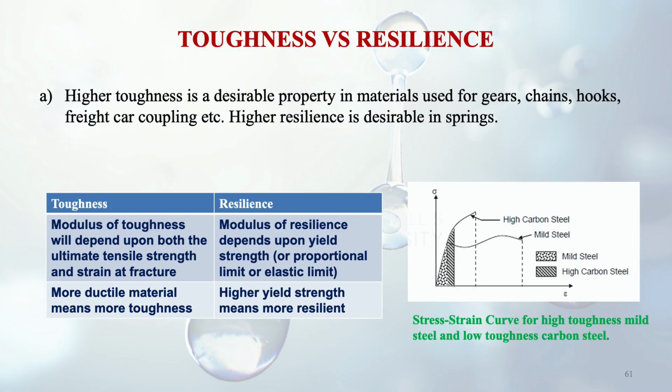Again, I am telling you so that you can get the point. The modulus of toughness will depend upon both the ultimate tensile strength and strain at fracture. Whereas modulus of resilience is dependent on the yield strength and the strain corresponding to that. So that is the difference between the two, and more ductile material means more toughness and higher yield strength means more resilient. So now let's discuss strain hardening.